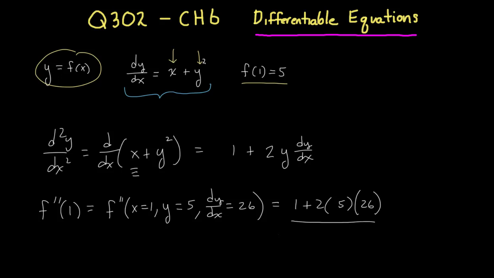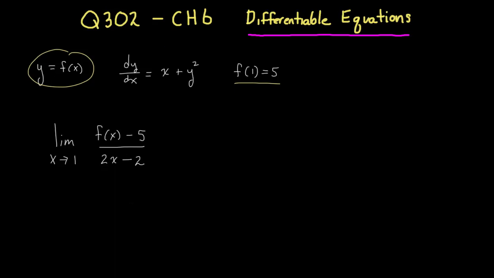You could also be asked to draw a slope field or maybe draw a solution onto the slope field. I'll ask you to refer to the video if that seems foreign to you. And finally, be prepared for L'Hopital's rule. So here, if I'm trying to find the limit as x approaches 1 of f of x minus 5 over 2x minus 2, you can see here that L'Hopital's rule is going to apply. If I plug 1 in for f, I get 5. And so the numerator is equal to 0.